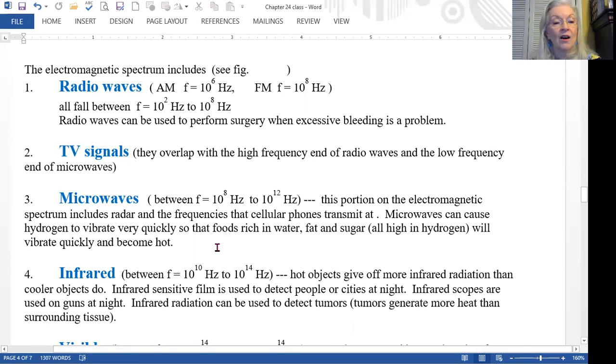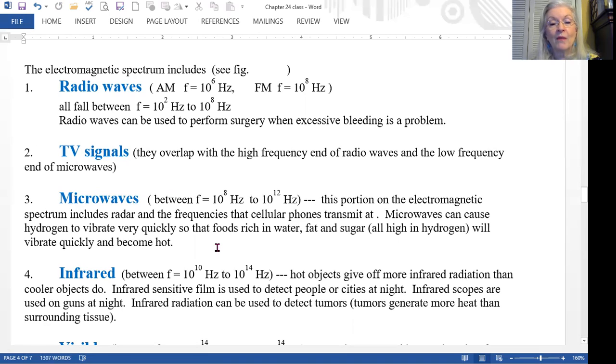Microwaves are 10 to the 8th hertz to 10 to the 12th hertz. This is a portion of the spectrum that includes radar, and cell phones are transmitted at this range. Microwaves, well, I use my microwave every day to cook something.